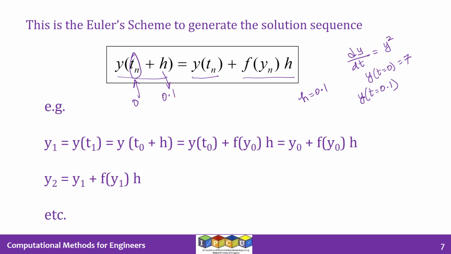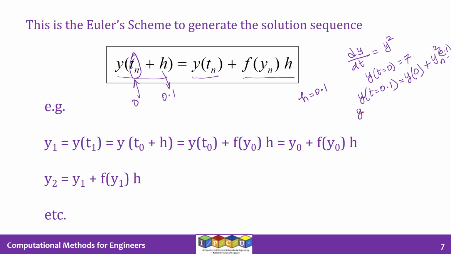So y at t is equal to 0.1 is going to be equal to y at t0, which is y at 0, plus f of yn. f of yn is yn squared, right? Yn squared, because f of y is y squared. f of yn is going to be yn squared times h, and h is 0.1.